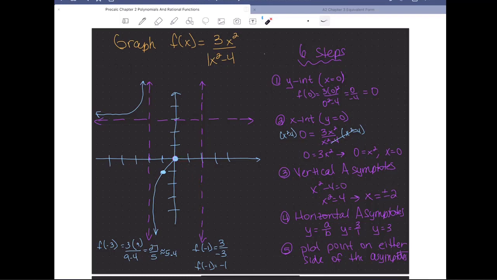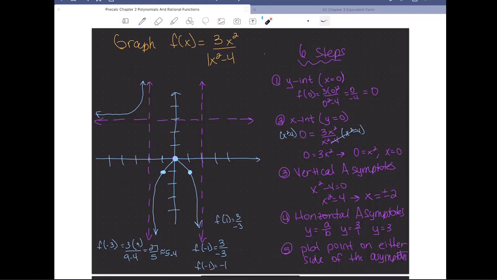And to check it, plug in that value for 1. It only takes 7 seconds, right? f of 1. 1 squared is 1. 3 times 1 is 3. 1 squared is 1. 1 minus 4 is -3. So we know that that's going to be -1. So we were right. So that's going to go here. Plot that point, and your graph's going to go this way, right?